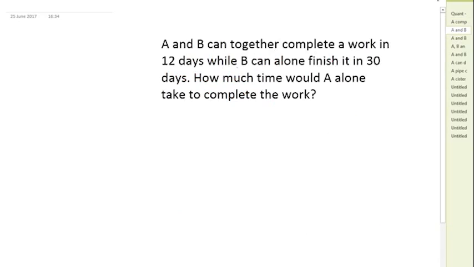A and B can together complete a work in 12 days. So when A and B together work, they take 12 days. And B alone can do it in 30 days. So how much time would A alone take to complete the work? I won't go into how you would have done it with the traditional method, but let's see how we discussed right now. What I can do here is I can again assume how much work is there, right?